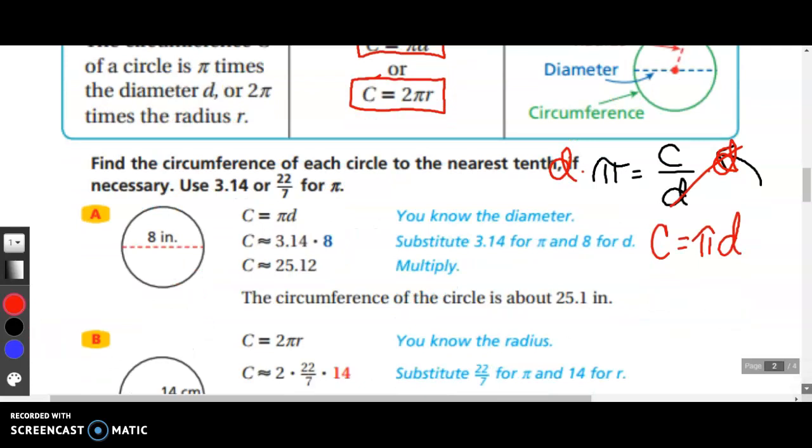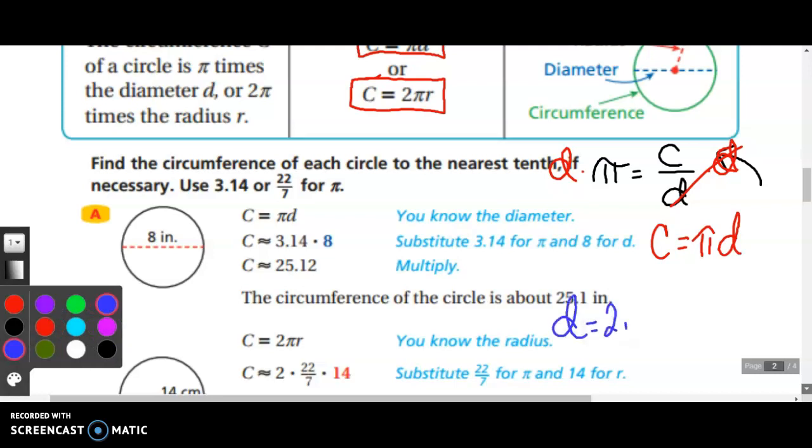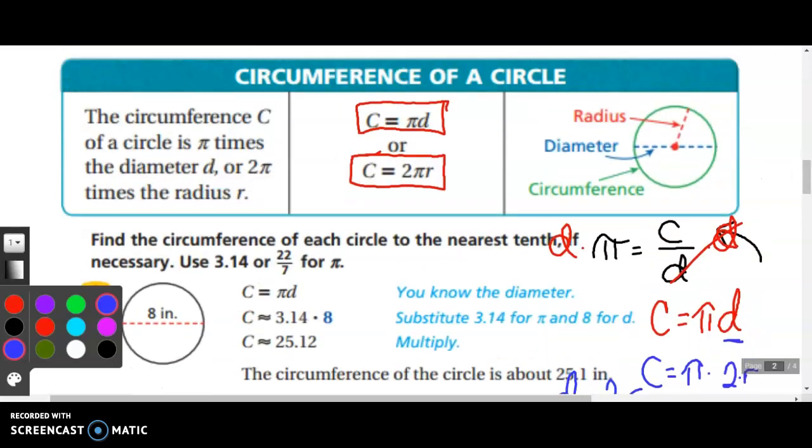And that is because, if you remember from the warm-up, d equals 2 radii. So if I wanted to replace d with what it equals, then c would equal pi times 2 radii, or c equals 2 pi r, because remember, the order that you multiply things doesn't matter. So that's where these two formulas come from. So if you ever need to find the circumference of a circle, you can use either one of these formulas.